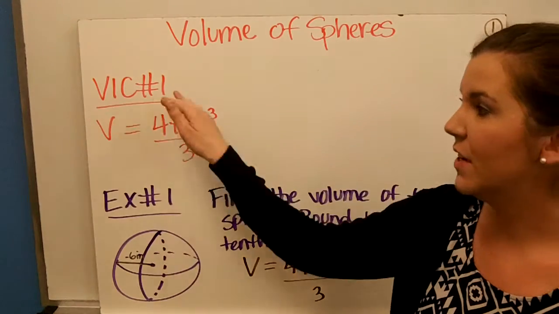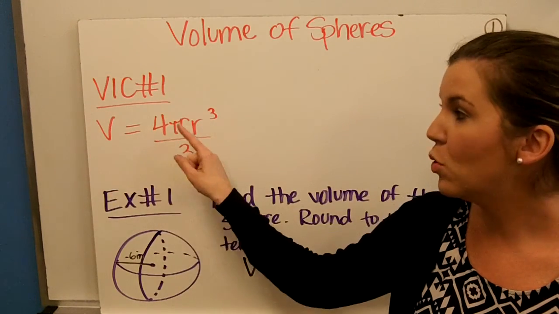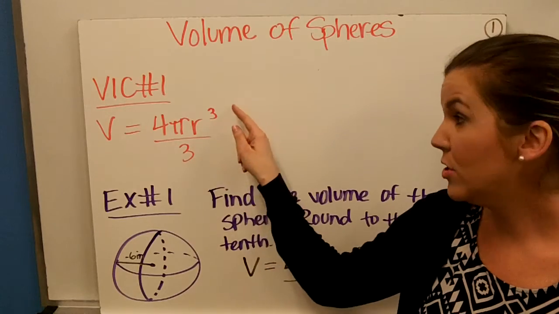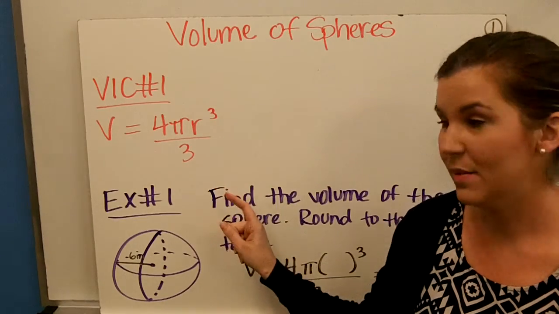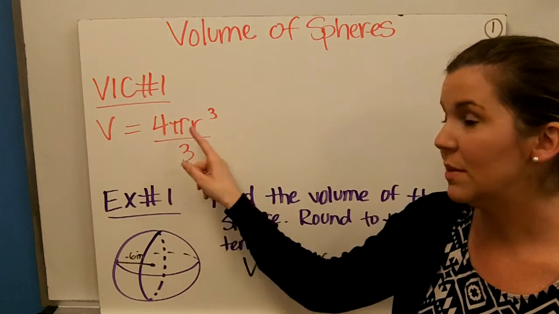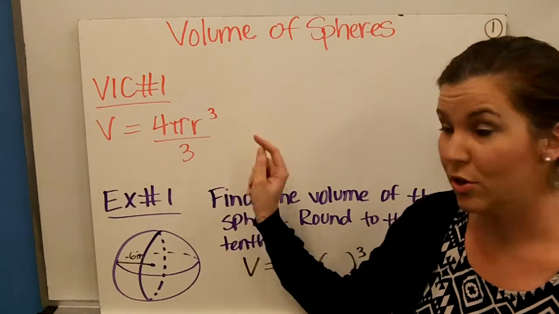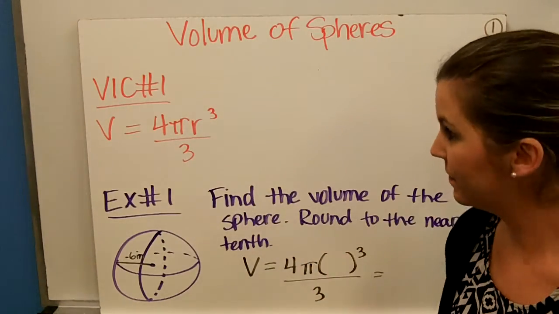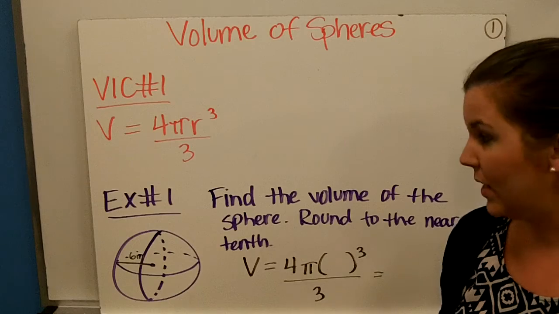Volume of spheres. Number 1, volume is equal to 4 pi r to the third power, all divided by 3. So you multiply 4 times pi times r cubed, and then divide by 3. And r, again, is the radius.